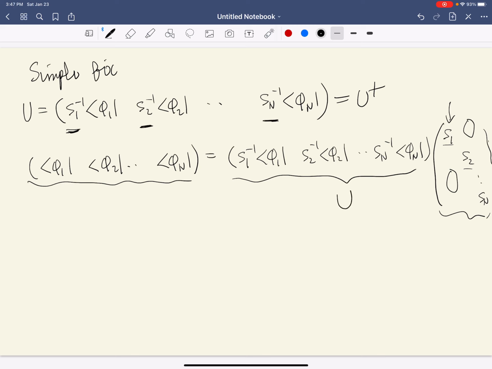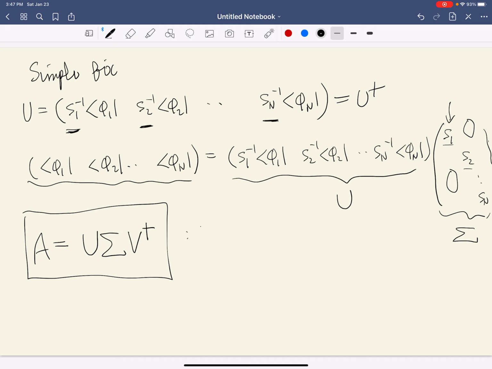Okay, and this thing we called U, and this thing is normally called sigma for some reason. So then finally we obtain this decomposition of the A matrix as the product of one kind of unitary matrix multiplied by some sort of diagonal matrix multiplied by the other kind of unitary matrix. Okay, and this is the famous result of the SVD.